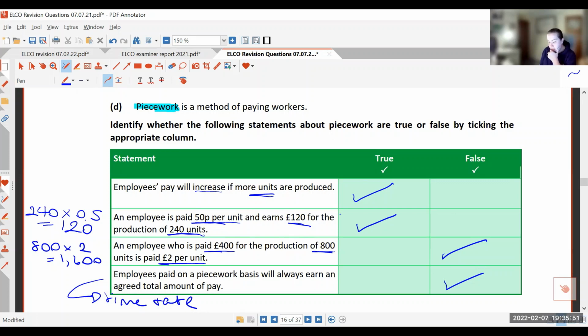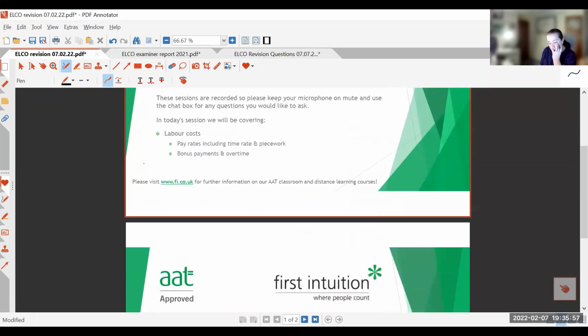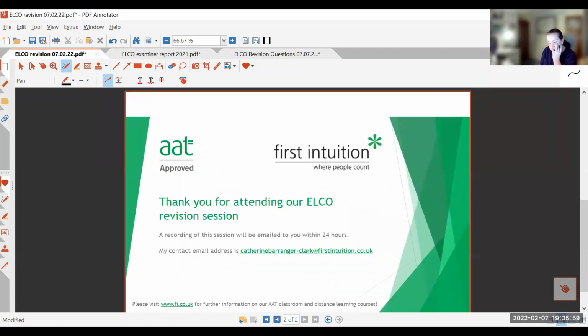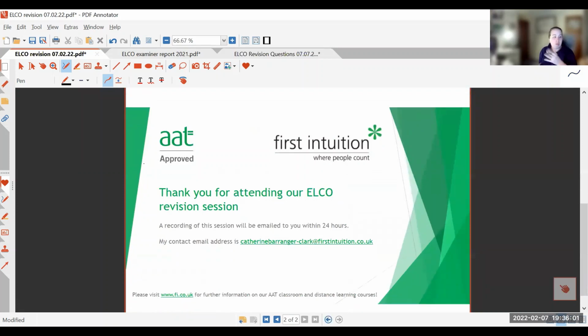Okay, so that's our end bit there, that gives you an idea of the sorts of questions that you might see on this type of task in the exam. I hope that's been useful. I hope you've enjoyed the session.